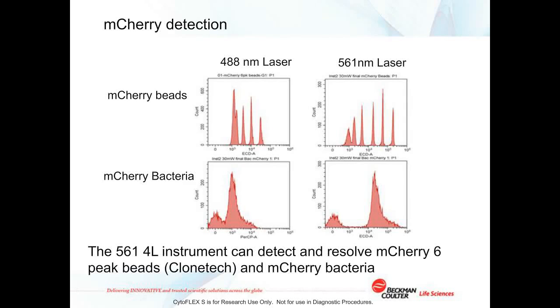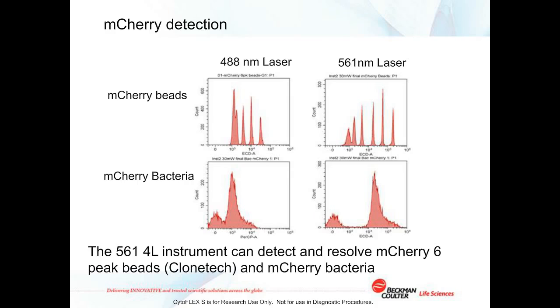Now let's talk about the utility provided by the 561 nanometer yellow laser. The 561 nanometer yellow laser is perfect for exciting fluorescent proteins like GFP, DsRed, dTomato, and mCherry.